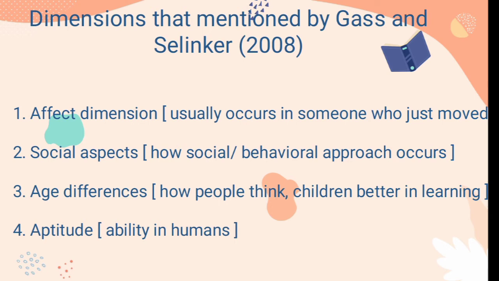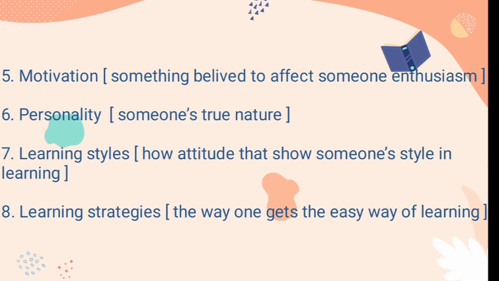Then third is age differences. This is the assumption that children are better at learning and mastering language than adults. The fourth is aptitude. This is about human ability. Next is motivation. This is believed to affect the activeness and enthusiasm of a person in learning something and is even considered to make them more effective at doing their job.